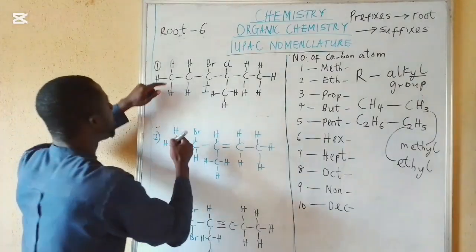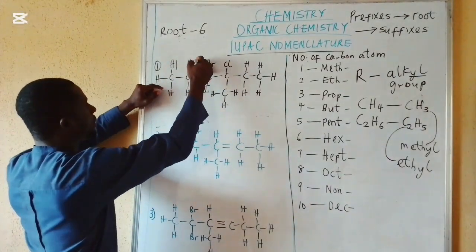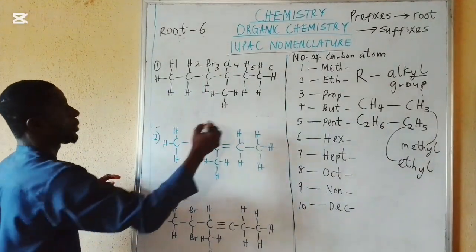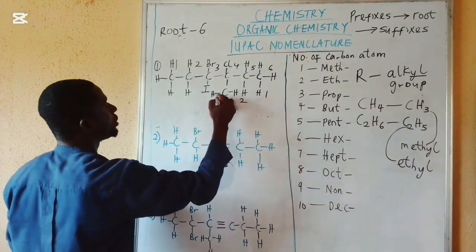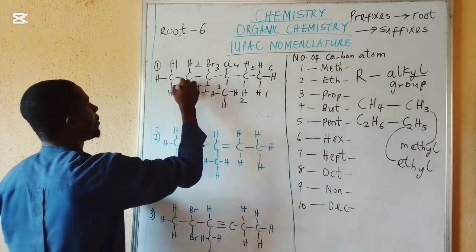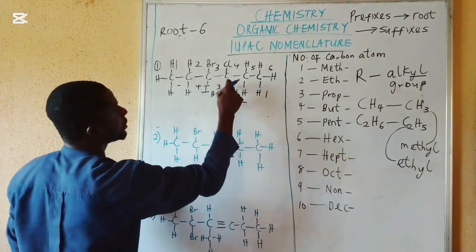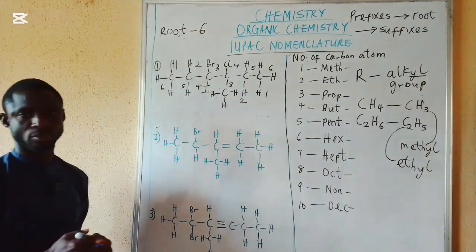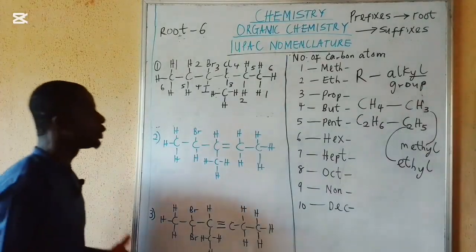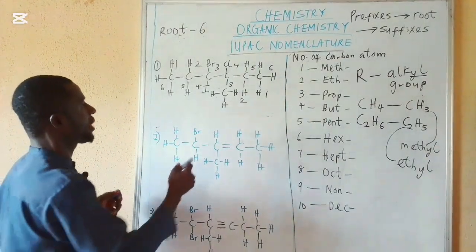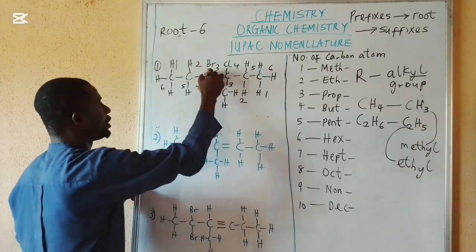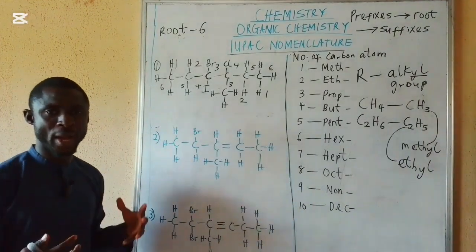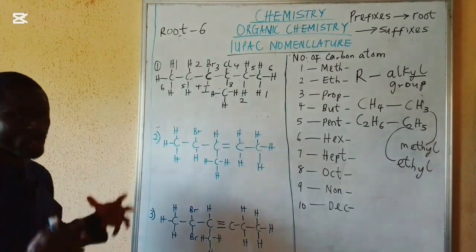Now, let's number the carbons. We have 1, 2, 3, 4, 5, 6. And we can also number this way: 1, 2, 3, 4, 1, 2, 3, 4, 5, 6. Alright, so how do we know the right numbering? After we have numbered like that, we look at the numbering that shows the lowest substituent. The numbering that shows the lowest substituent is going to be the right numbering.